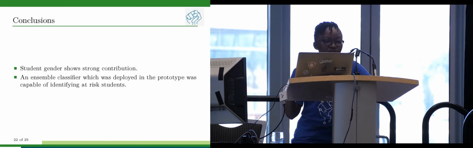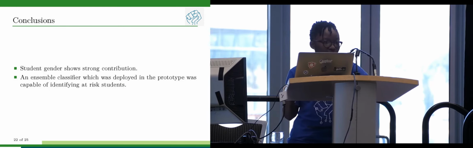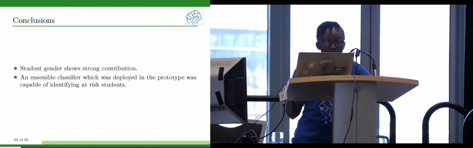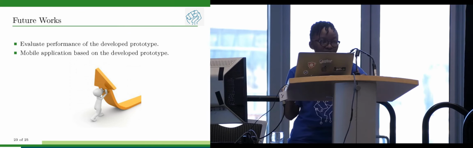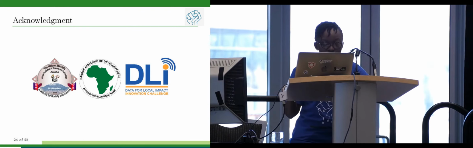So generally, we found that student gender shows high contribution to the dropout prediction, and the ensemble classifier deployed in the prototype was capable of identifying at-risk students. As part of future work, we plan to evaluate the performance of this developed prototype, and due to mobile phone penetration, we observed that many teachers and parents have mobile phones. So we even plan to develop a mobile application based on this prototype.